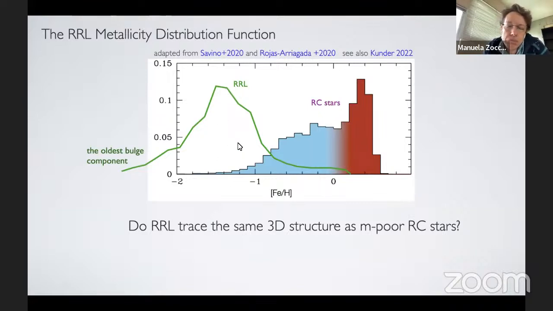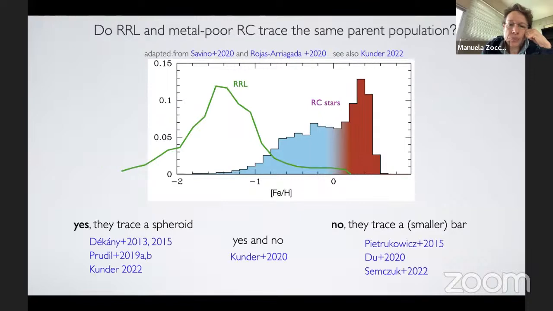Of course, there are a low number of RR Lyrae compared to red clump stars. So it could be that only those in this tail are blue enough, while in the horizontal branch, to pulsate as an RR Lyrae. It could be then that this RR Lyrae and the metal poor red clump trace the same population, so the spheroid. Then it's relevant to investigate what is the 3D distribution and what is the kinematics of RR Lyrae.